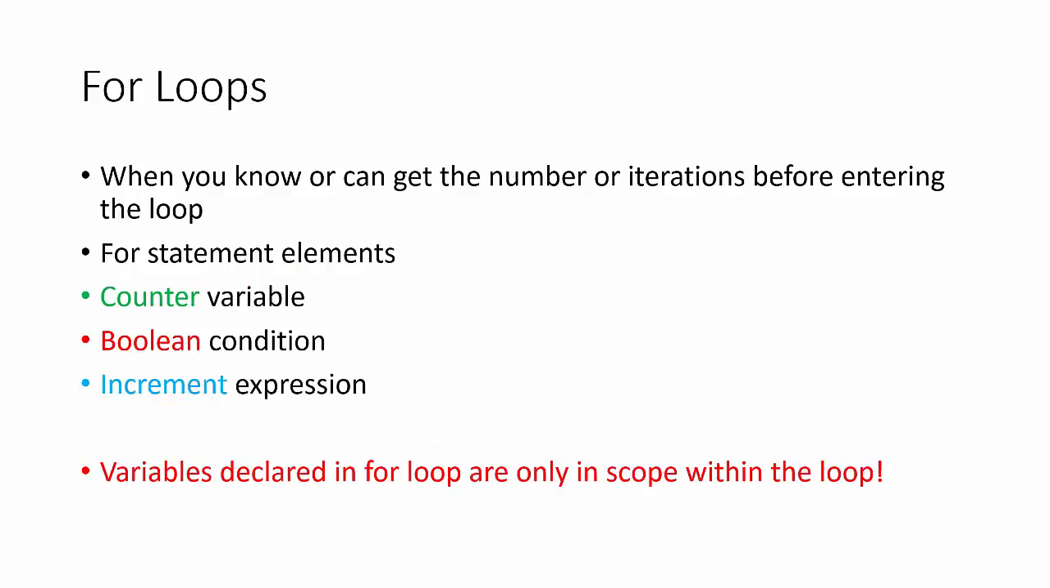Now, a for loop is different. A for loop uses a counter. So we have to be able to know or ascertain prior to going into the loop how many times we want to loop around the code.